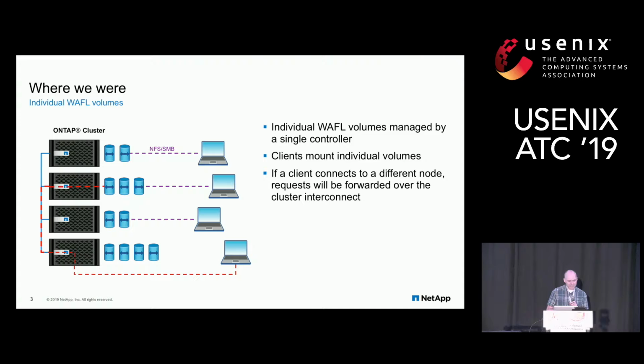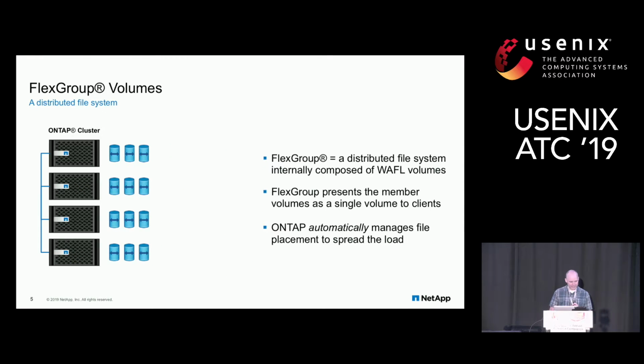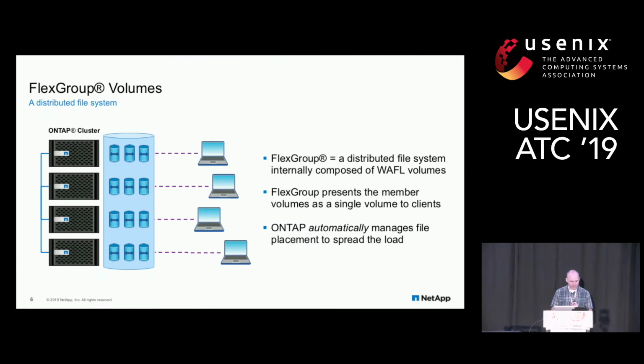ONTAP clusters introduced the ability for clients to mount a volume from any cluster member, routing requests over a fast cluster interconnect if needed. Clusters also brought the ability to manually connect internal volumes across multiple nodes into larger client-visible volumes. Now, ONTAP provides a distributed file system called Flex Group Volumes. A Flex Group is internally composed of individual WAFL volumes, which it then presents as a single volume to the clients. The system automatically manages the placement of files and directories to spread the load across the capacity of an entire cluster.